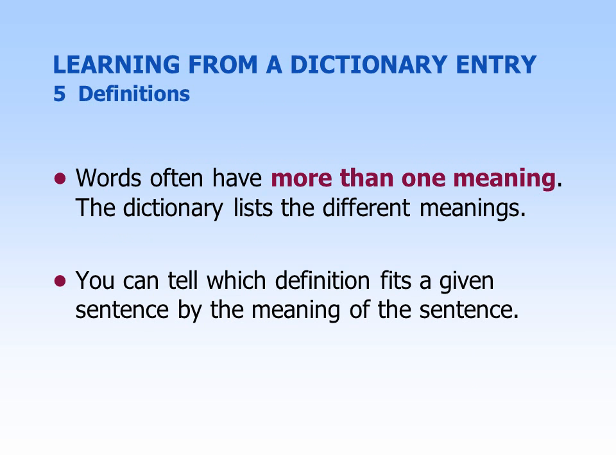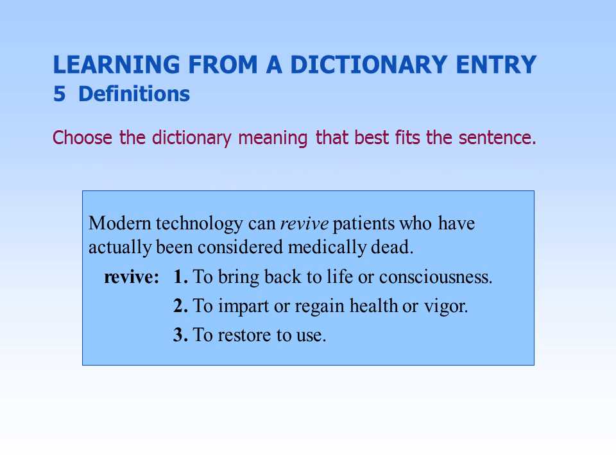Okay, of course, the dictionary is going to have definitions, but if a word has more than one definition, the dictionary lists all the different meanings. So you can tell which definition fits a given sentence by the meaning of the sentence. Let's try this out. Let's choose the dictionary meaning that best fits the sentence. The sentence is, modern technology can revive patients who have actually been considered medically dead. The dictionary gives these 3 definitions. Let's see which one works.